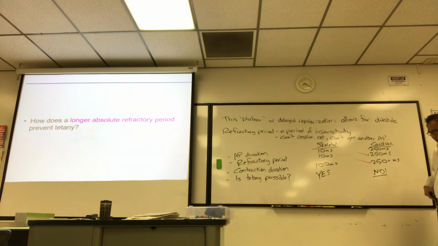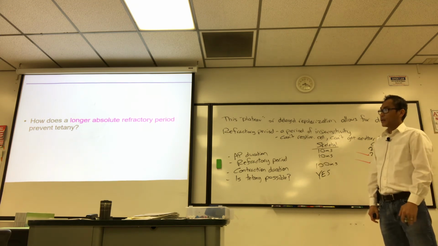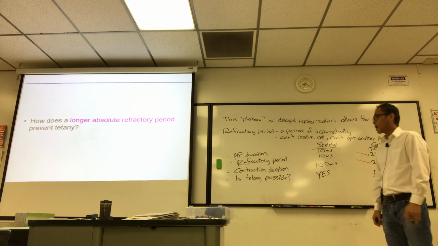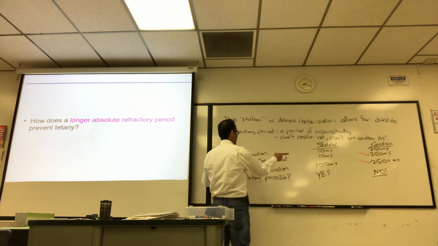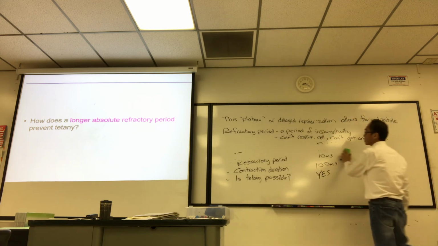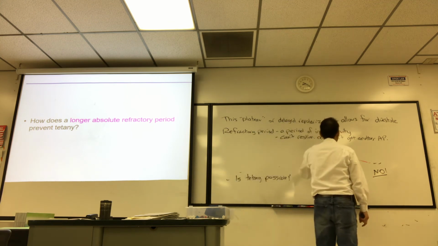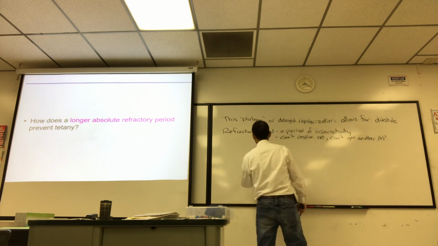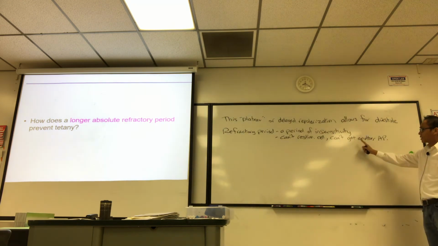All right, so all that having been said, could you answer this question? How does a longer absolute refractory period prevent tetany? Well, let me write out my logic. I'm going to erase my data table here. The train of thought I'm trying to get you to go with is, we already got it here. You got this refractory period.